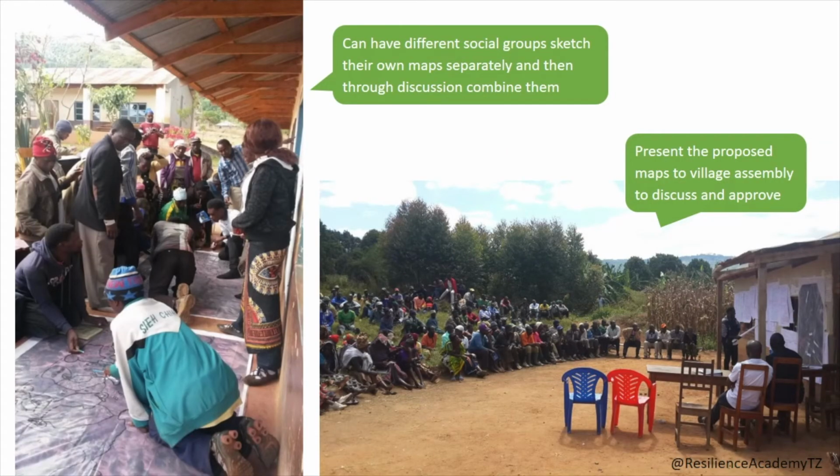The current land use mapping can also be done in smaller groups where, for example, women and men sketch their own maps and then, through discussion, combine them into a single map that everyone agrees. In the end, the current and future land use maps on the satellite image are presented to the village assembly for them to review and discuss them, and then ask for modifications and finally approve them.